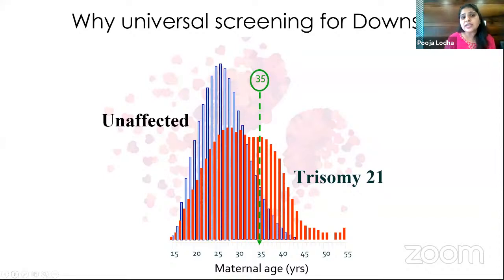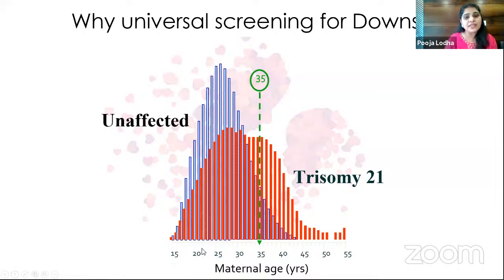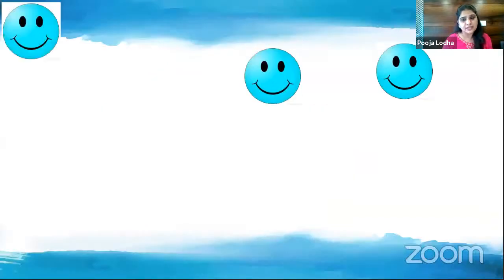Why do we also screen younger women for chromosomal abnormalities? Although we know that the risk of chromosomal abnormalities increases after the age of 35 years, if we see the number of women that are giving birth, the number is more in the younger age group as compared to the older ones. And therefore, if you look at the absolute number of babies born with chromosomal abnormalities, it is higher in the younger women, less than 35 years, as compared to those more than 35.